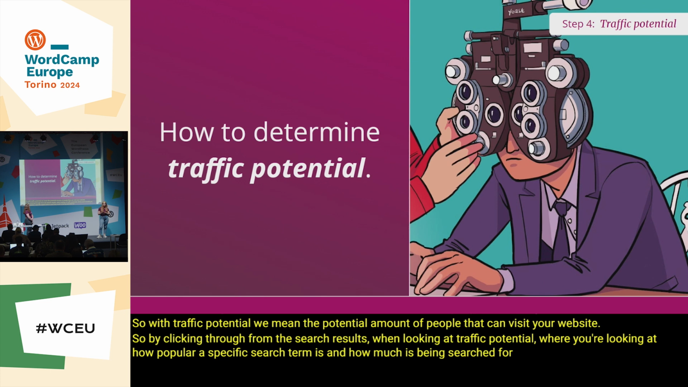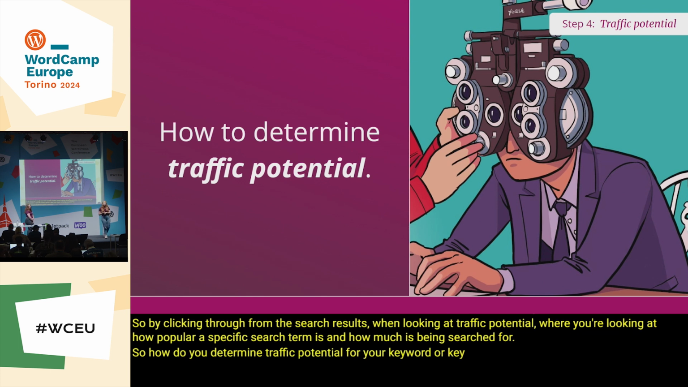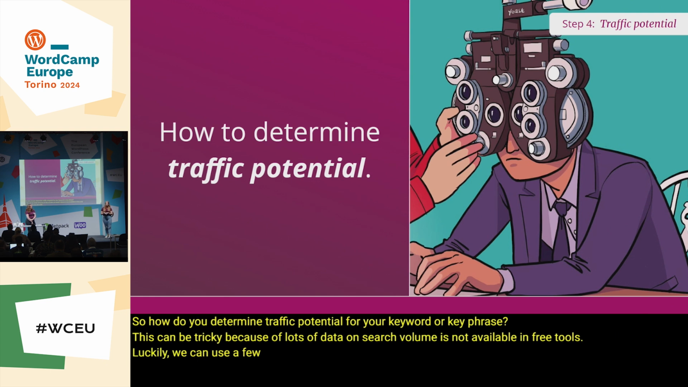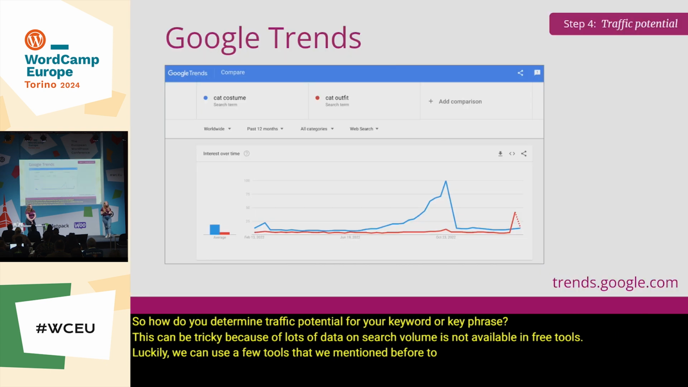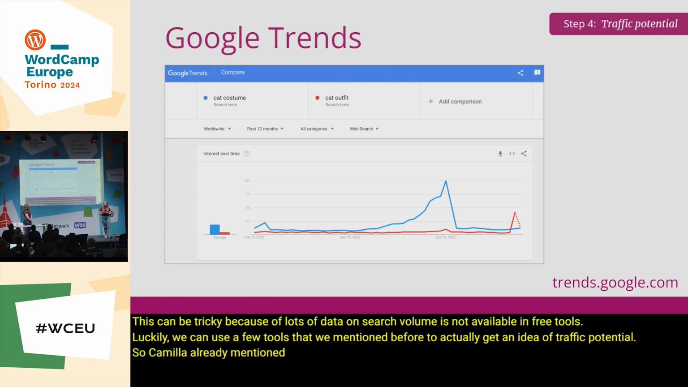So how do you determine traffic potential for your keyword or key phrase? This can be tricky because a lot of data on search volume is not available in free tools. Luckily, we can use a few tools that we mentioned before to actually get an idea of traffic potential. So Camilla already mentioned Google Trends. And this tool actually gives you an idea on how popular a specific key phrase is.